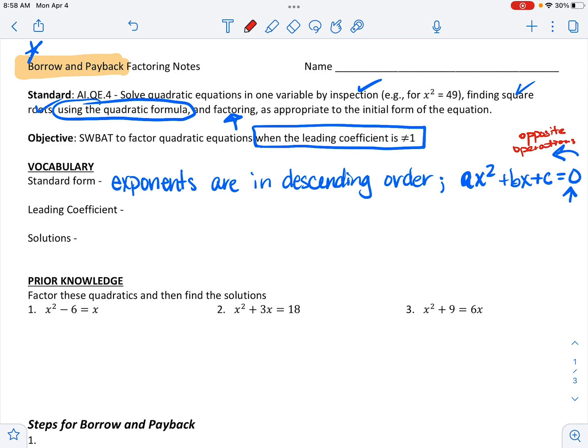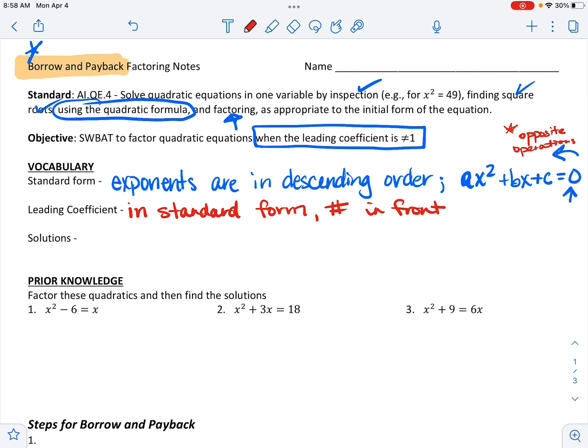The leading coefficient, that is going to be in standard form the number in front. So you have to put it in standard form first. You have to do opposite operations to move everything to the left, and then it is going to be the number in front.